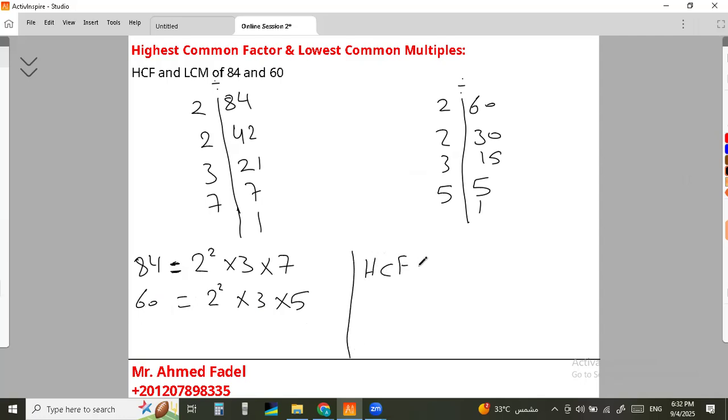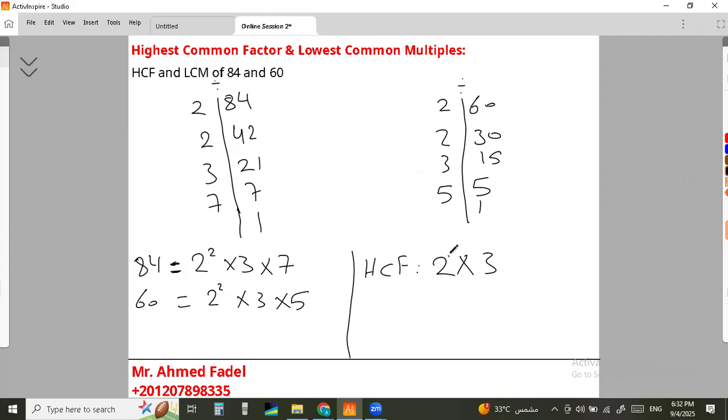For the HCF, write only the common prime numbers. 2, is it common? Yes, it is common. 3, is it common? Yes, it is common. 7, is it common? No. 5, is it common? No. So it is just 2 times 3. Is that it, mister? No, I just wrote the common prime numbers.